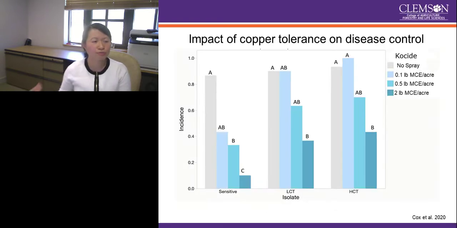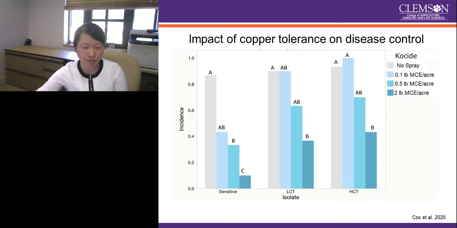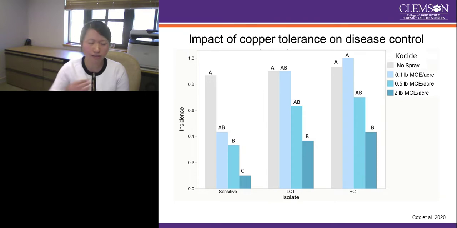So in order to evaluate the impact of the copper tolerant bacteria on our disease control, we included 3 different dosages of copper in our greenhouse trials to represent the low, medium, and high dosage of copper in the spray guide. So on this graph, you see the gray bars are the amount of disease caused on the peach leaves without any chemical treatment.